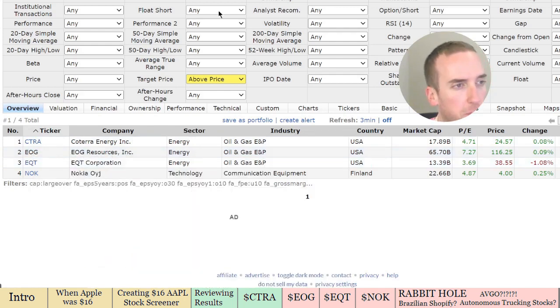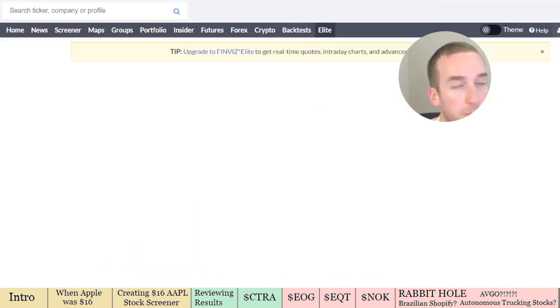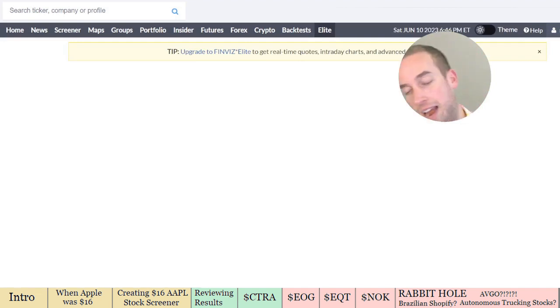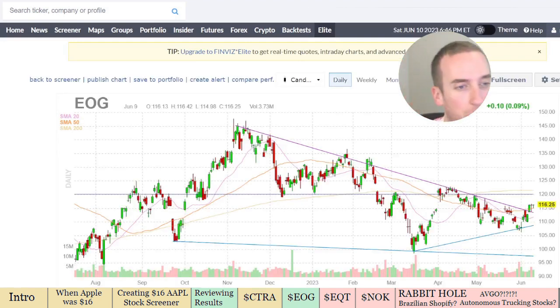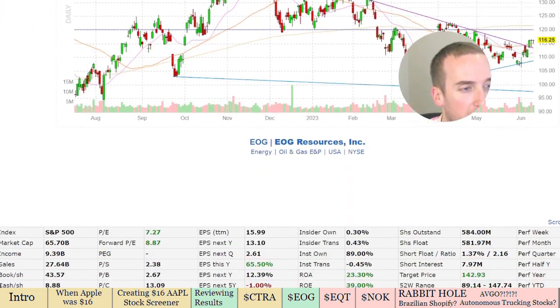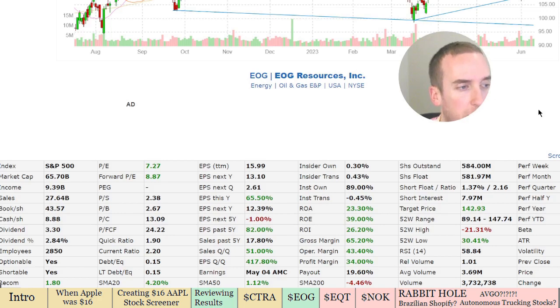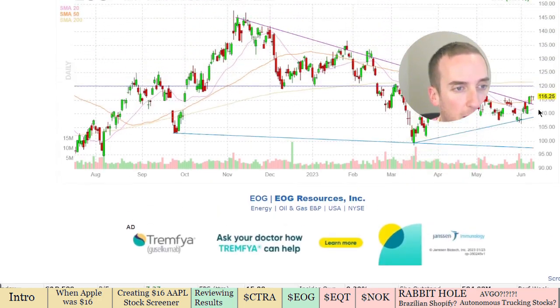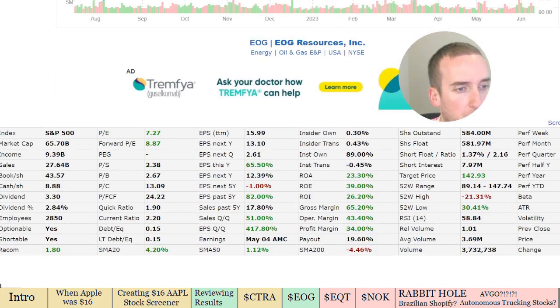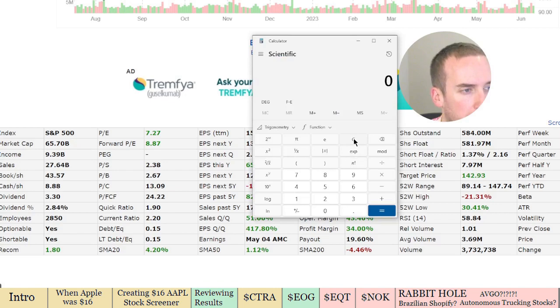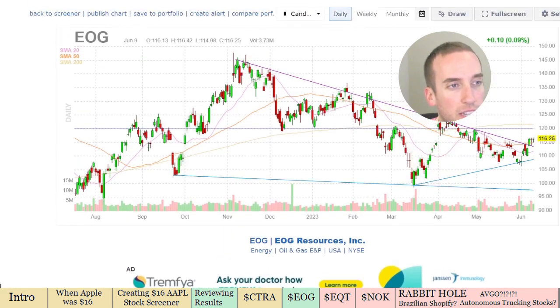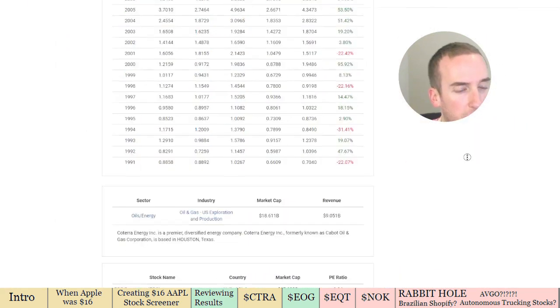EOG Resources. I'm excited. I feel like I'm going to try and find the next Apple, but three of them are gas and oil, but I'm hoping there's some type of sustainability mixed in. Okay, this is good. Looking here, let's run our numbers. Or wait, EOG, let's look here first.